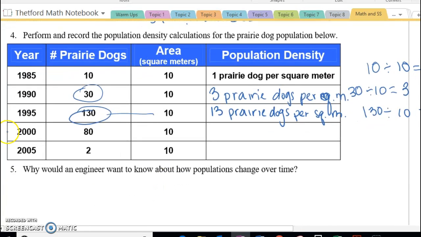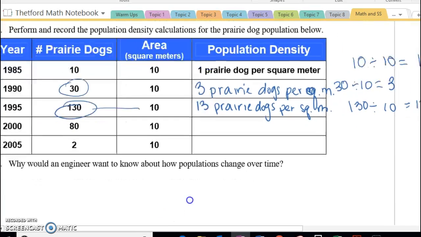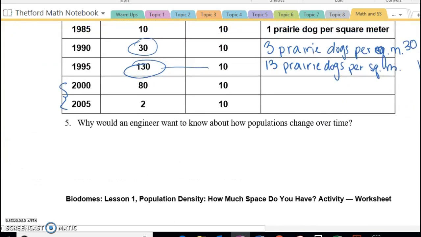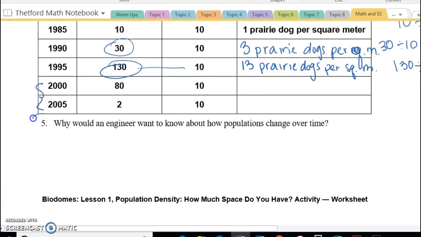So I want you to do the final 2 on your own, and then go ahead and answer why would an engineer want to know about how the population changes over time.